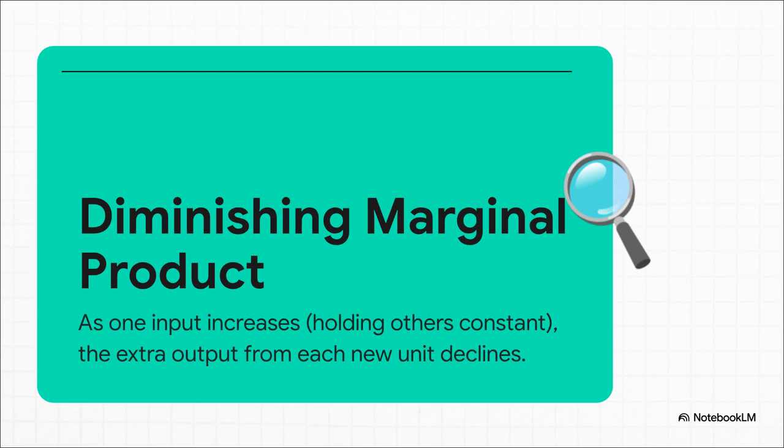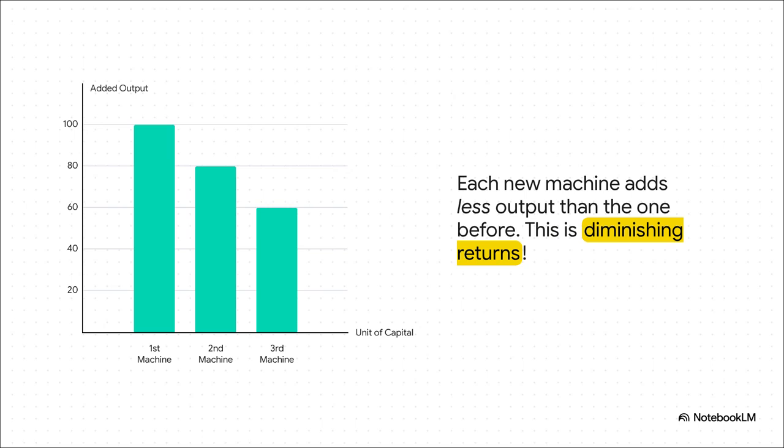Now, the second rule is a little more subtle, but it is so important. It's called diminishing marginal product. This says that if you keep adding more of just one of your ingredients, say you give one single worker more and more machines to use, each new machine you add brings a smaller boost in output than the one before it. And you can see it perfectly on this chart.